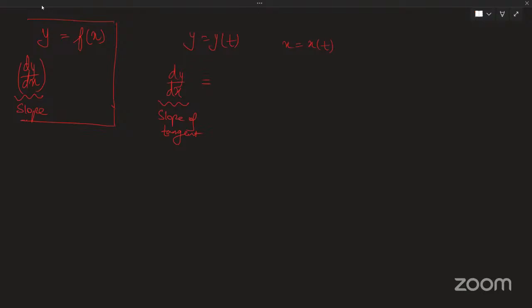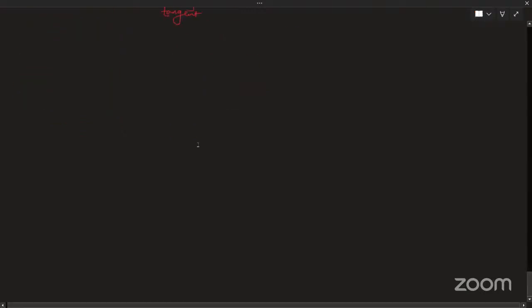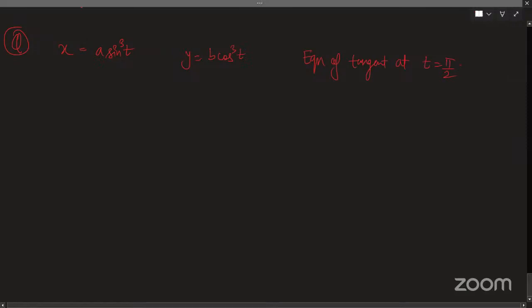y dash t by x dash t, right? So if I know the value of dy by dx, do I know the value of minus dx by dy also? Yes. Fine, so applying the same logic in parametric form: x is a sine cube t and y is b cos cube t. It is asking you to find the equation of tangent at t is pi by 4. Fine, let us give it a try.